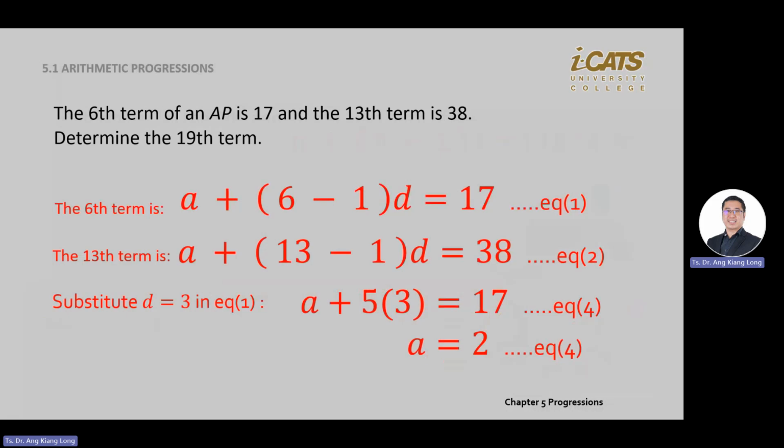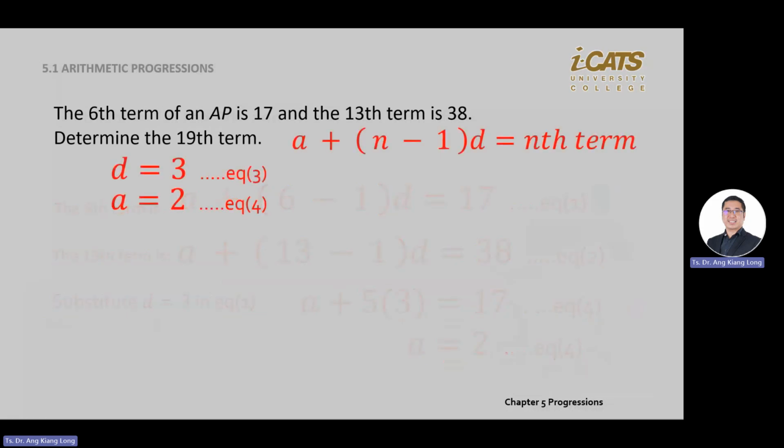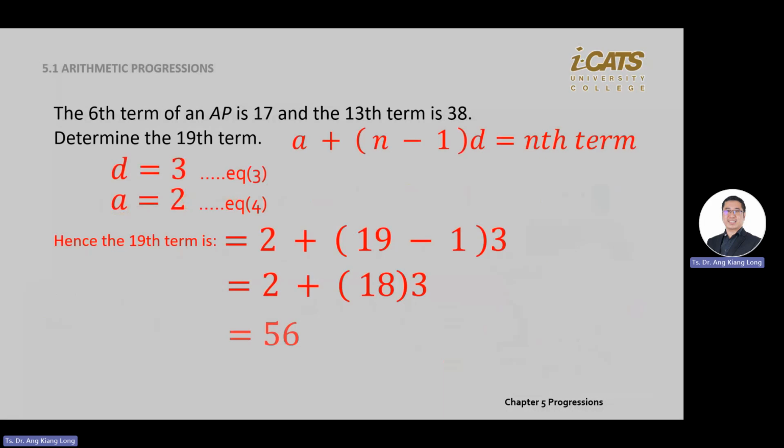We just call out the general equation again, right? So the 19th term equals, A is 2, D is 3, N is 19. So solve it. The answer will be 56. So this is a linear form. Again, this is an estimation, a prediction, right? And we assume the numbers change with a constant D.